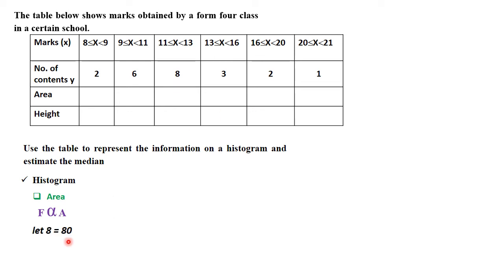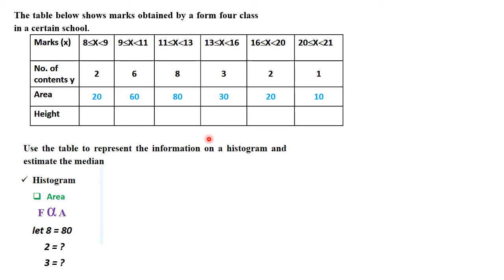So for my case, I say let 8, that is, a frequency of 8, represent 80 square units. So the question will be, what about 2? If 8 is 80, what about 2? Notice that you just need to do a cross multiplication, and it means that you multiply by 10. That means for every value of these f's here, to get the corresponding area, we just multiply f times 10. So for our case, this will be 20, this will be 60, this will be 30, this will be 20 and 10. And therefore, we get the areas as I've said there.